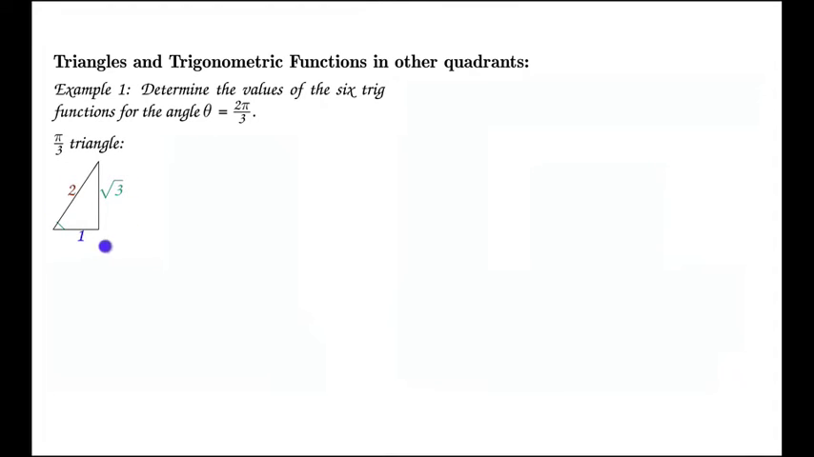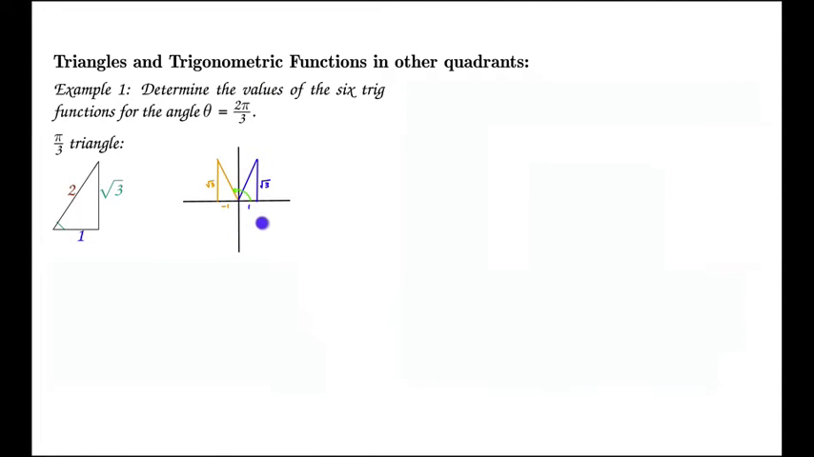So here I've drawn our triangle that we've seen before with this adjacent side of 1, an opposite of root 3, and a hypotenuse of 2. Now we need to shift this triangle into the appropriate quadrant. And we notice that 2 pi over 3 is greater than pi over 2 but less than pi, so it is in the second quadrant.